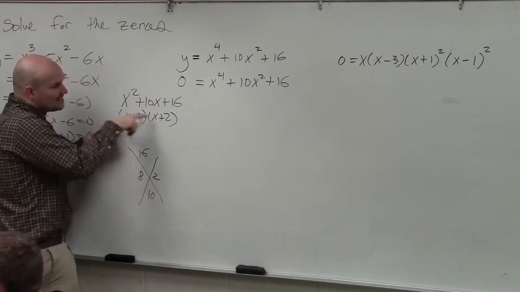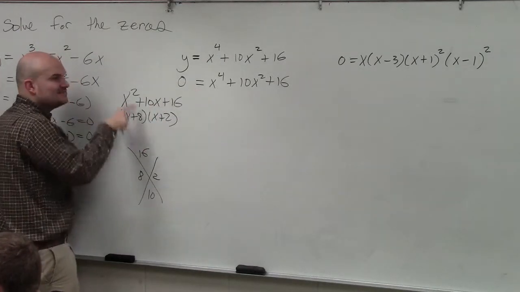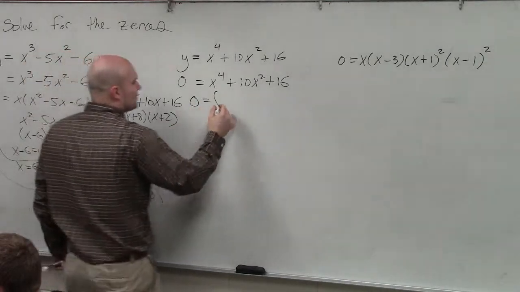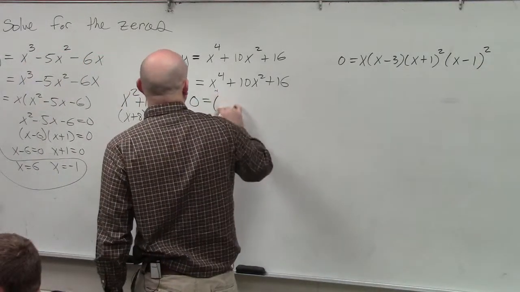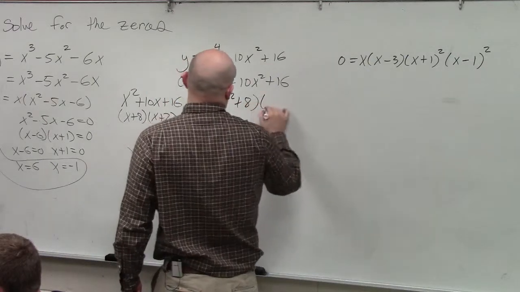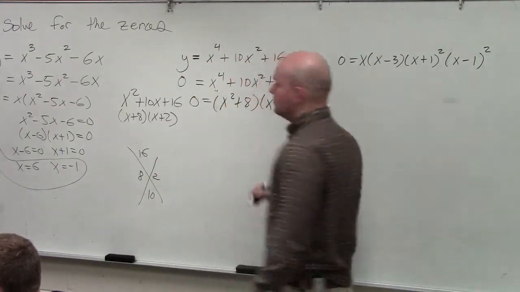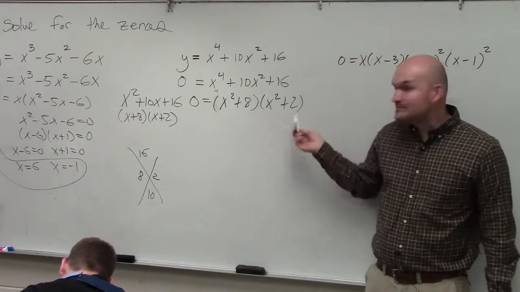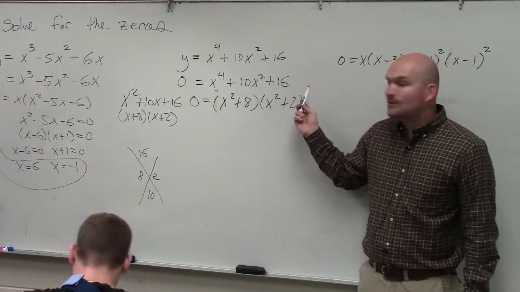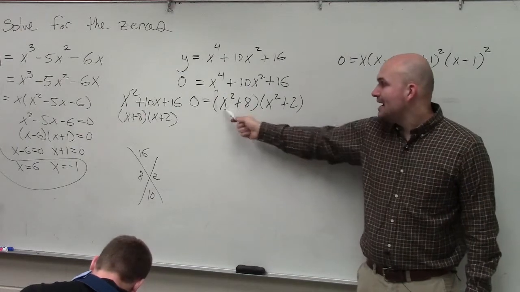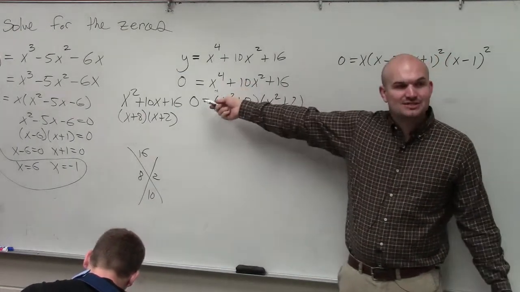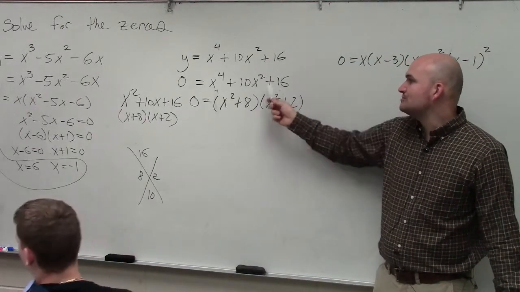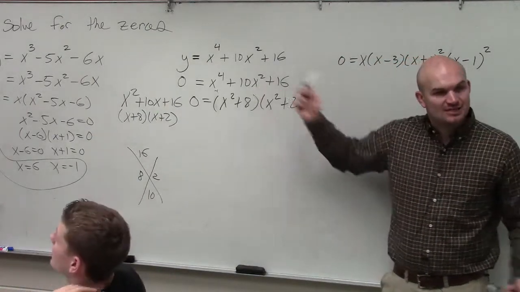However, ladies and gentlemen, x times x doesn't give you x to the fourth. That gives you x squared. So therefore, this would have to be x to what power? x squared. Because this is the same thing. 8 times 2 still gives you 16. But now x squared times x squared gives you x to the fourth, and x squared times 8 plus x squared times 2 gives you 10x squared.